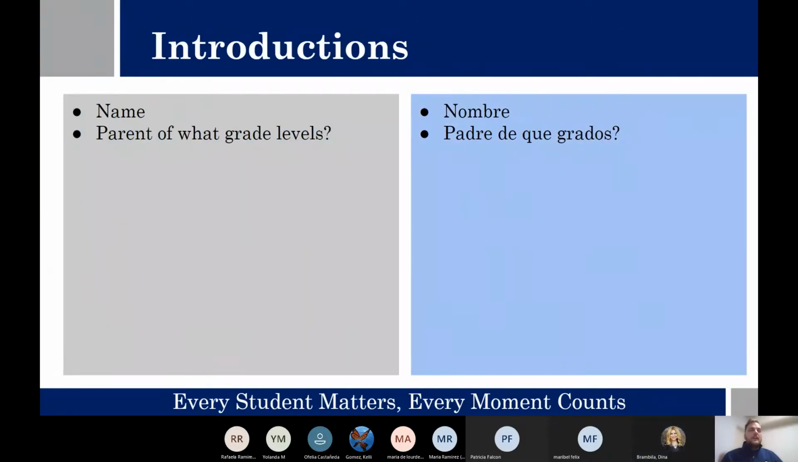And for introductions, we have already done that. We're going to go ahead and use the chat feature in order for you to introduce yourself. If you want to put what grade levels you're representing, you can go ahead and do that as well, so we have an idea of the grade span of parents that we are looking at. But we won't take time today to open that up. Just use the message feature for that.